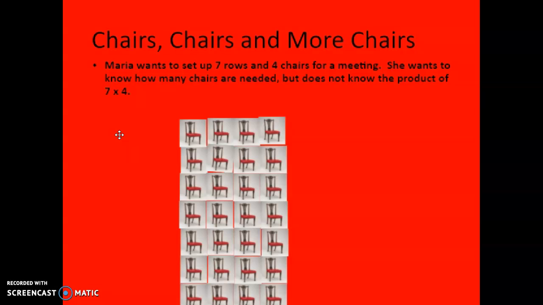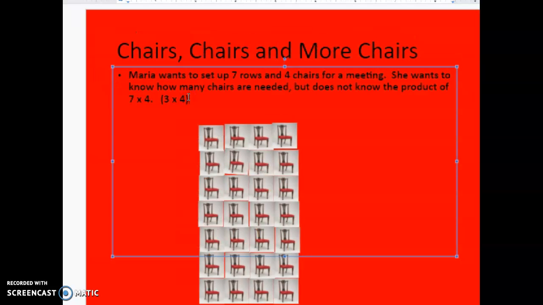So for me, I'm going to break up the number 7. I'm going to write a new fact for me to do in this particular problem. I'm going to break 7 up into 4 and 3. So I'm going to do 3 times 4, which keeps the 4 staying the same, plus 4 times 4. You see that I'm keeping this 4 the same, but I broke up that 7 into 4 and 3, because 4 plus 3 equals 7.